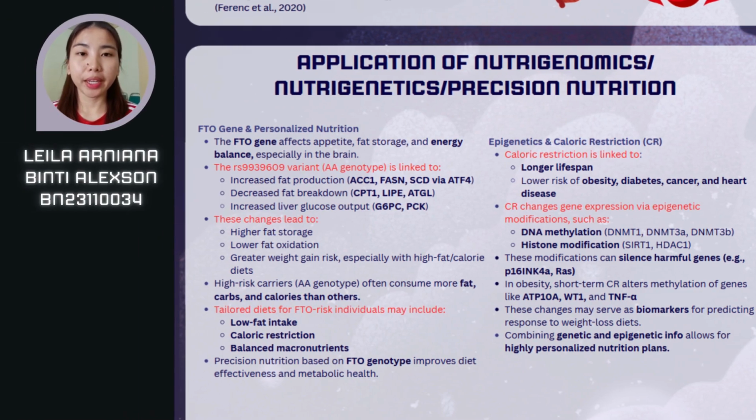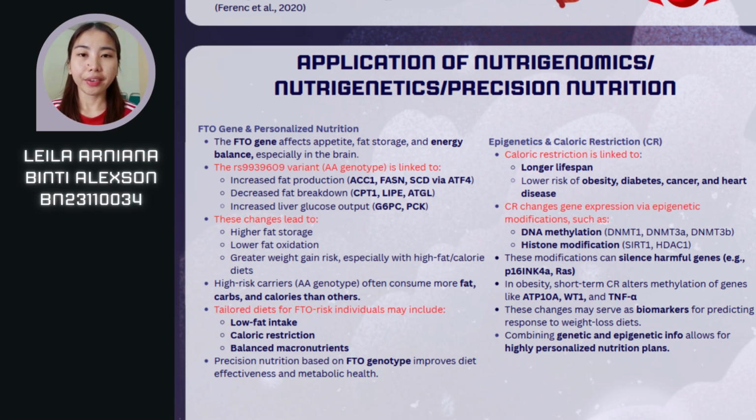Now, moving to the application side of nutrigenomics and nutrigenetics. One of the most compelling applications of this knowledge lies in understanding the FTO gene, which is strongly linked to obesity. Individuals with certain variants of this gene tend to have a higher tendency for fat storage and lower fat oxidation, especially when consuming high-fat or high-calorie diets. By identifying these genetic profiles, we can tailor diet plans that reduce fat intake and focus on improving metabolic health.